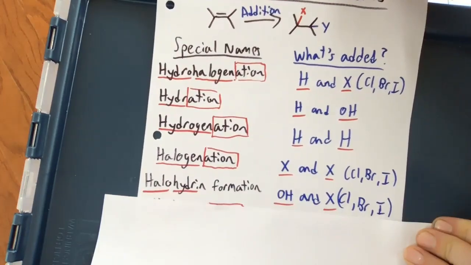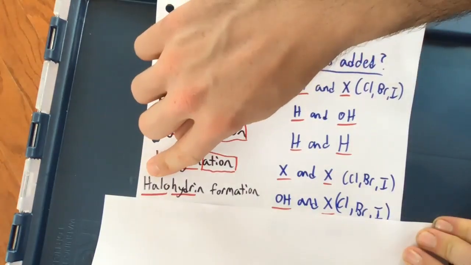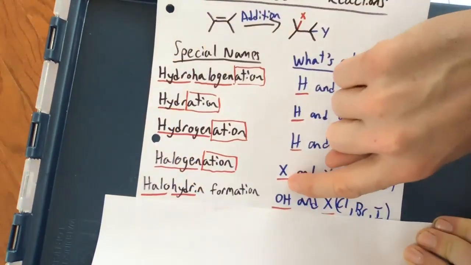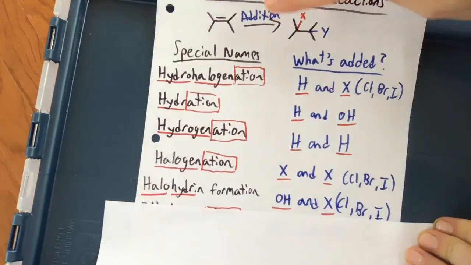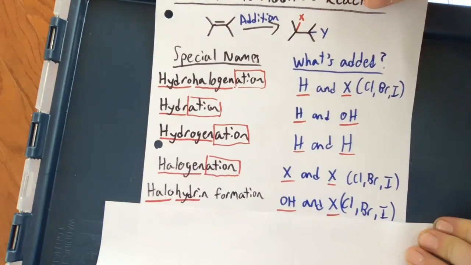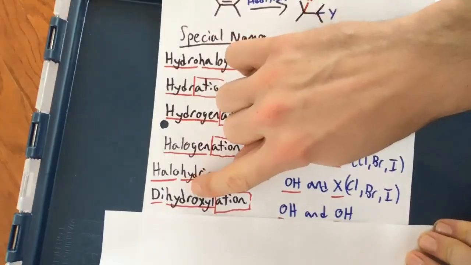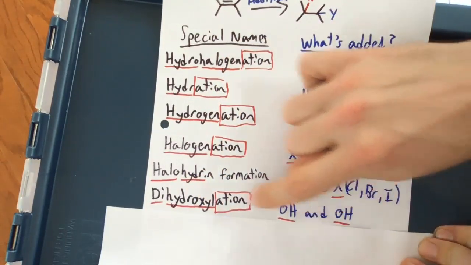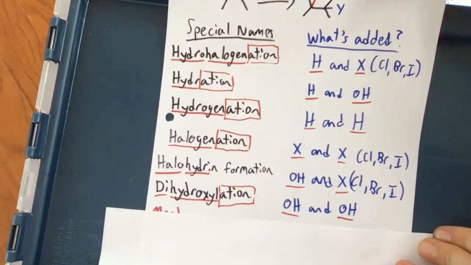Similarly, you can have halohydrin formation, which tells you halo for halogen and hydra for alcohol. So alcohol and halogen addition across the alkene bond. You could also have dihydroxylation. Hydroxyl, again, is this OH group, and di means two of those. So two OH groups across the double bond.